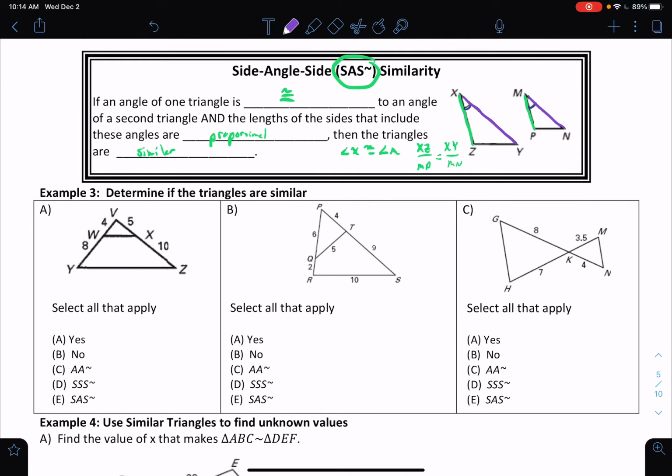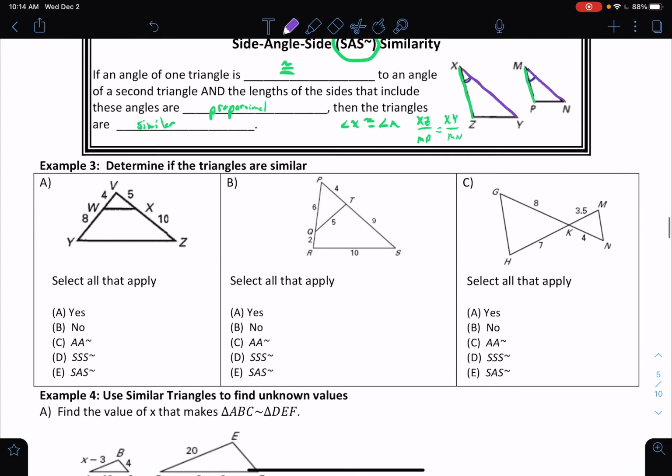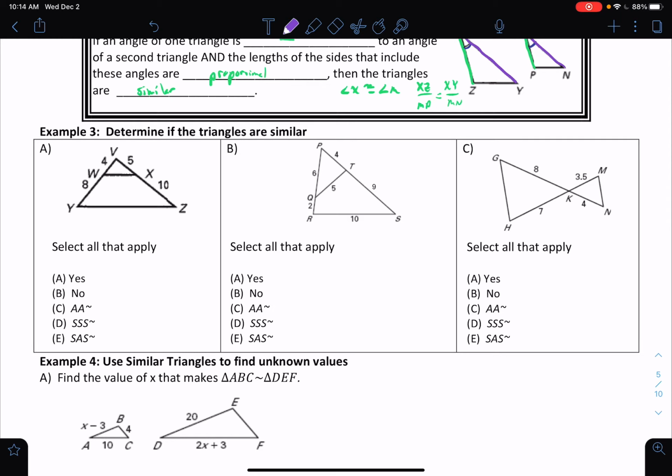Okay? So now that we've got all the different similarity theorems, angle, angle, side, side, side, and side, angle, side, let's determine if the triangles are similar. Okay, so in example A, we've got this top triangle, and sometimes I find it helpful just to draw them separately. 4, 5, and then this is V, W, X. And we've got the big triangle, which is V, Y, Z. And VY, I need to add those two together. That's going to give me 12. VZ, add those two together. That's going to give me 15.